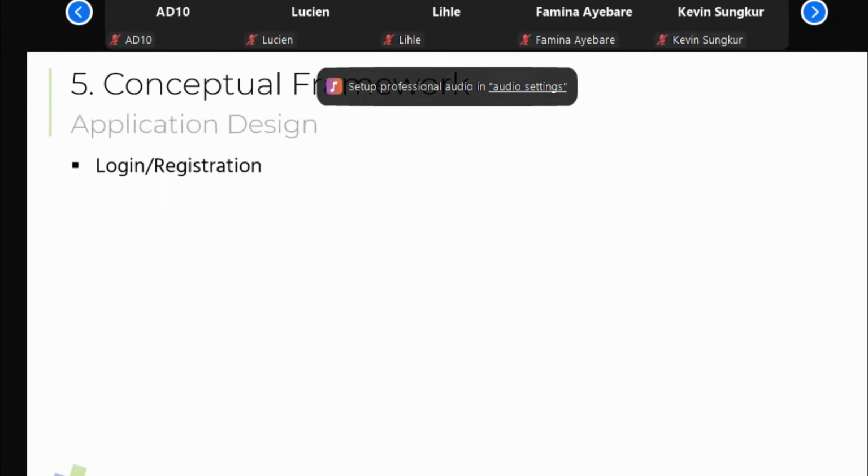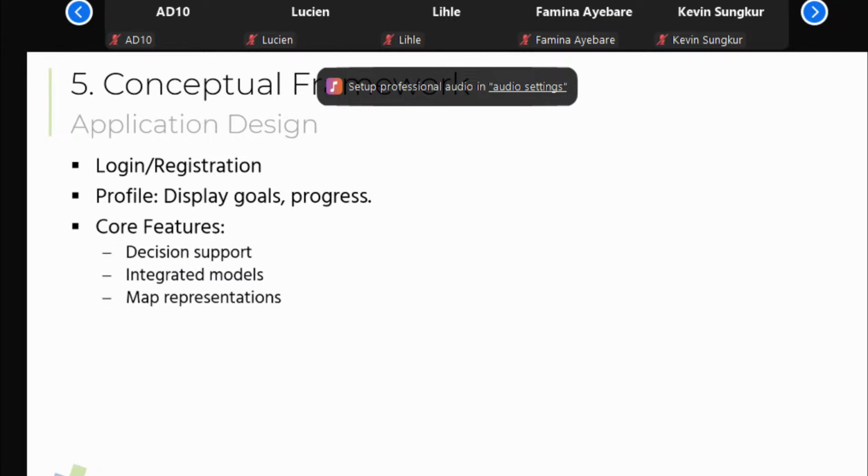This is the computation design, which I'm going to explain. In one gamification application design, there should be login and registration so that everyone can access their own data. It should also consider data privacy and ethical considerations for every user. It should also display the goals in the profile, what they should achieve in this game.